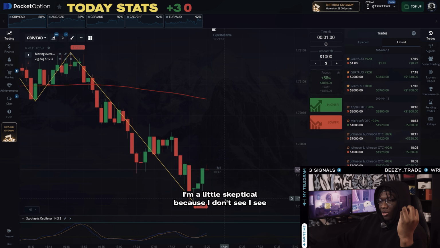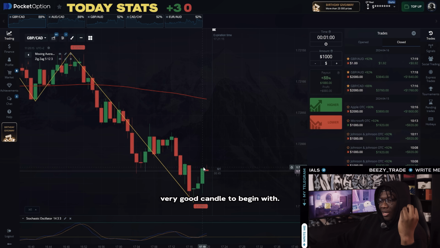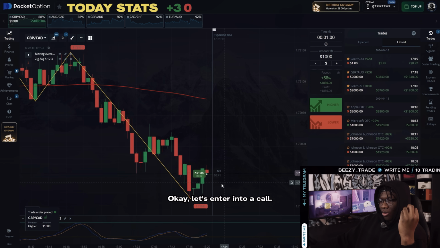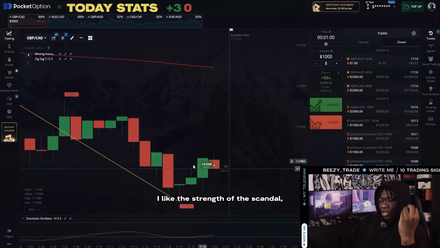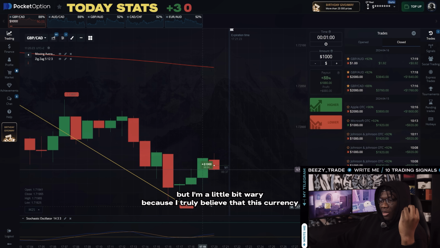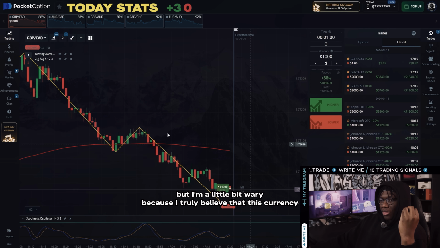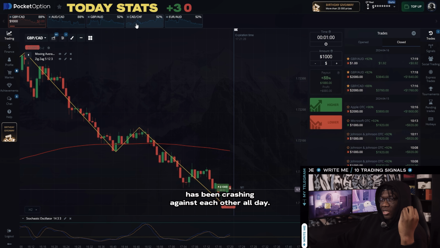I'm a little skeptical because I see a very good candle to begin with. Okay, let's enter into a call. I like the strength of this candle, but I'm a little bit worried because I truly believe that this currency has been crashing against each other all day.